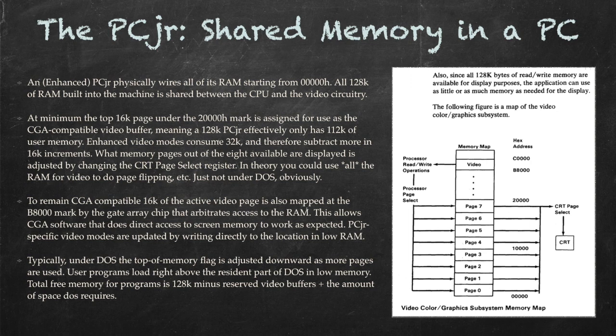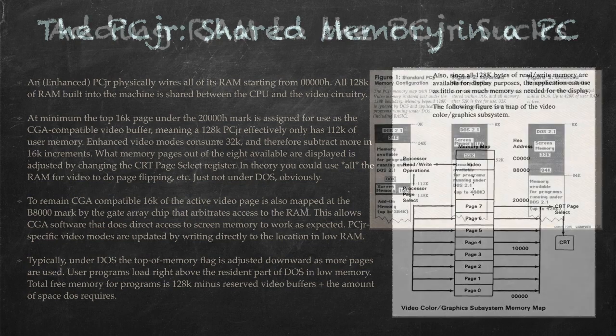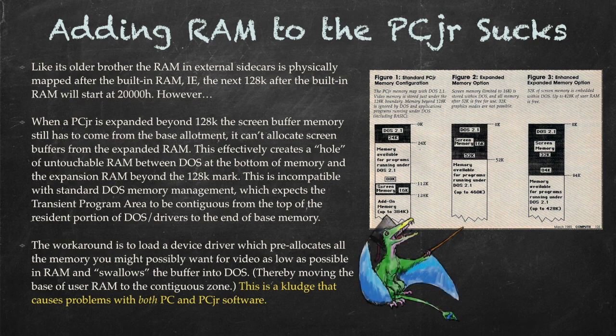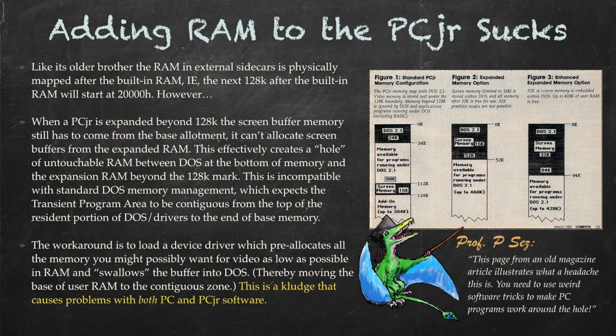So what happens when you add IBM RAM to an IBM PC Jr? Well, I think the title of this slide gives it all away. So the Junior works just like the big PC, in that when you add more RAM to it, it starts above the RAM that's already in it. So if you've got a 128K PC Jr. and you add 128K to it, it starts at the 128K mark and ends at the 256K mark.